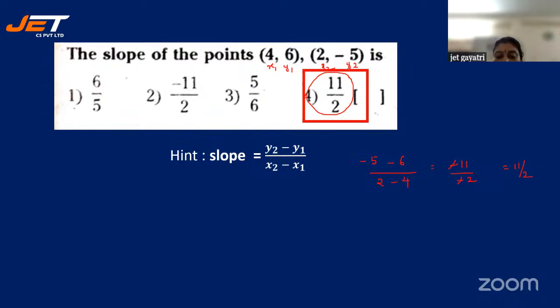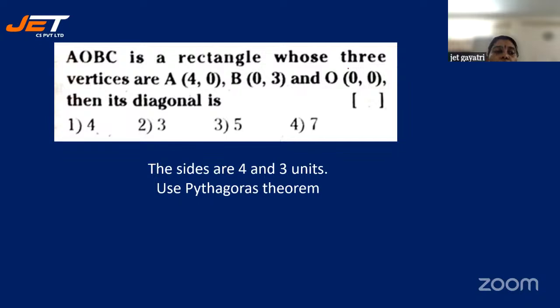Clear? Okay. Right. See the next question. AOBC is a rectangle whose three vertices are A of 4 comma 0, B of 0 comma 3, and O of 0 comma 0. Then its diagonal is dash. Okay. What is the diagonal? 4, 3, 5, 7.